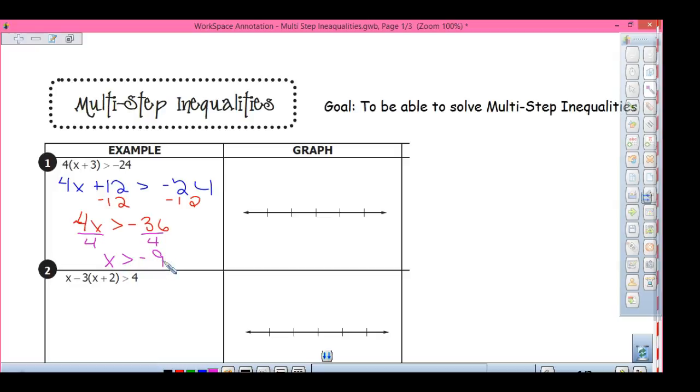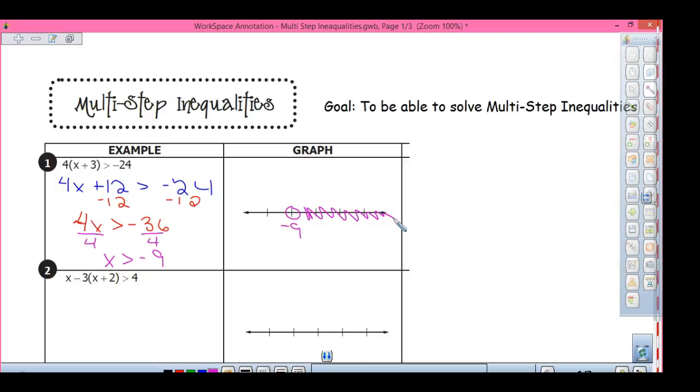Good. So open or closed circle at negative 9? Page 36. Open circle at negative 9. So make an open circle. And then which way am I going to shade? Where are the numbers greater than negative 9? On the right. So we shade that way.